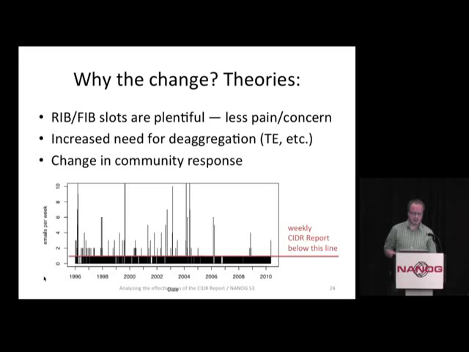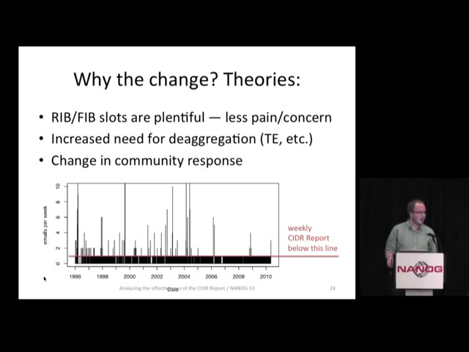Similarly, there is arguably, and I think people have different opinions on this, an increased need for deaggregation now, whereas this maybe wasn't the case in the early 90s. And finally, the community response. This may be because of these first two things, but the community response to appearing on the CIDR report has changed, and that's what this plot down here shows.